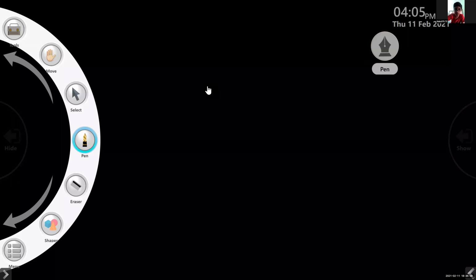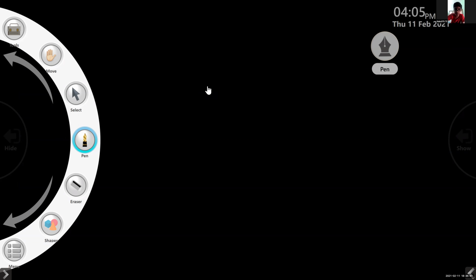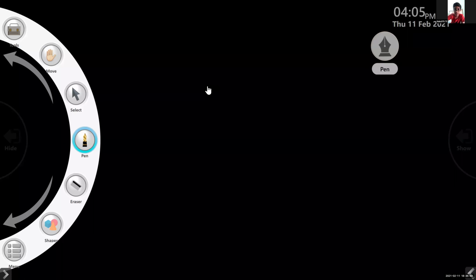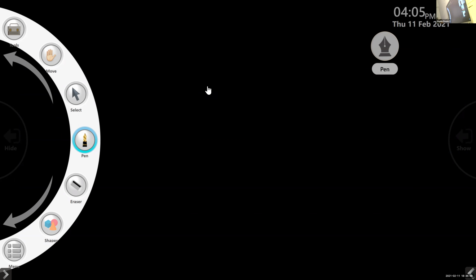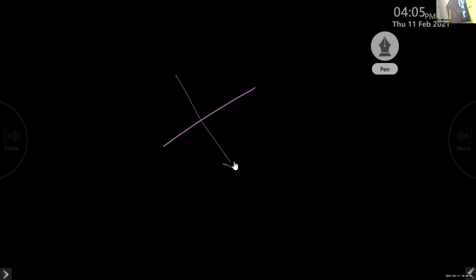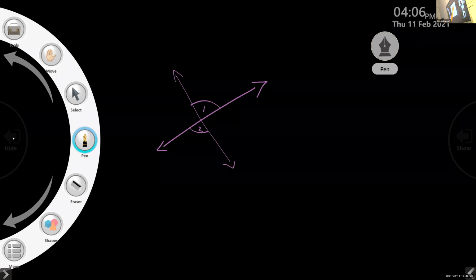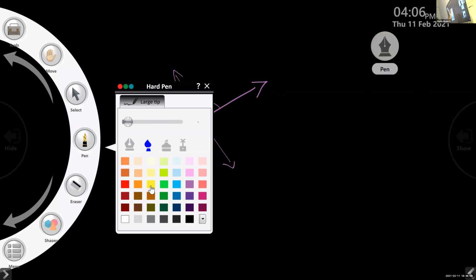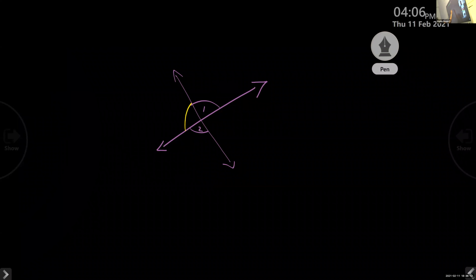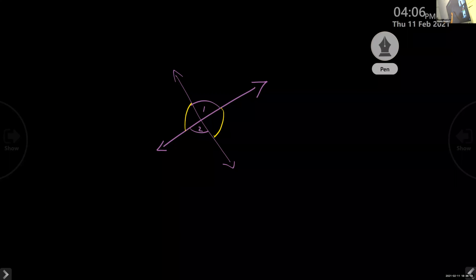Ma'am, lines that intersect each other are known as vertically opposite angles. Lines that are intersecting each other are known as intersecting lines. See this, two lines intersect each other and two vertically opposite angles are formed. These are vertically opposite angles. And also you can see another pair of opposite angles. These two are also vertically opposite angles, isn't it?